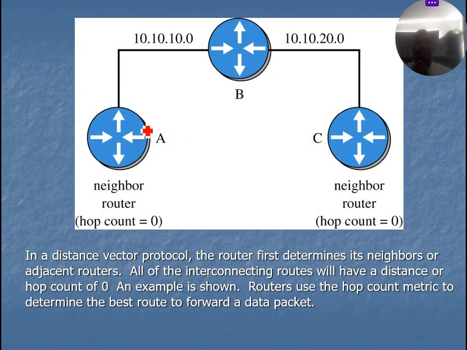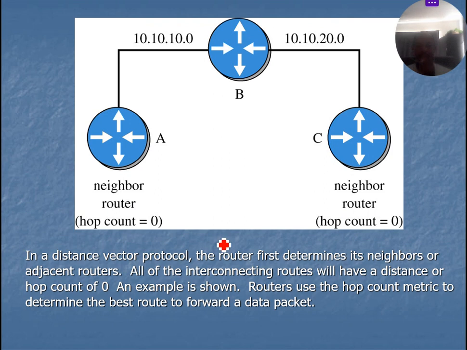Okay, so we have router A, router B, router C. The neighbor router is 0 for router C and router A. The hop counts are 0 because nothing has been sent. Hop count is 0. Okay.